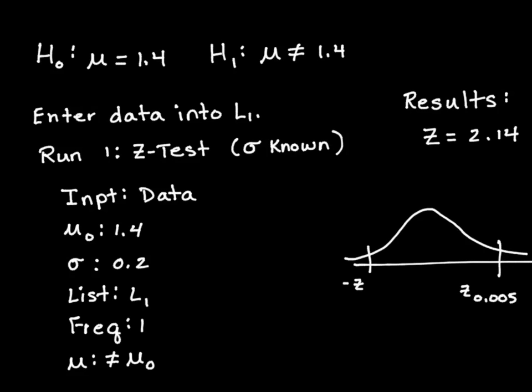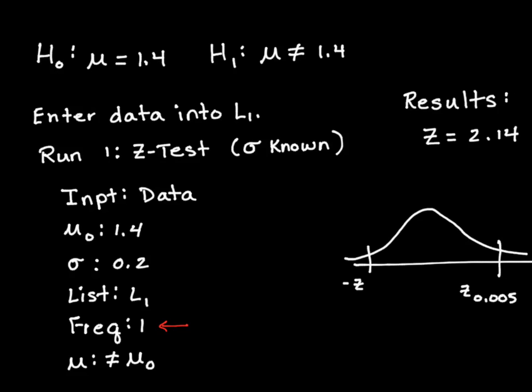Wow, that's going really fast. Let's pause that for a moment. So we're running a z-test because sigma is known. The input is data because we entered our data into list 1. Mu0 is the value from the null hypothesis, so that's 1.4. Sigma, we were told, is 0.2. The list we should use is L1. The frequency is 1. I just skip over this. You don't have to type 1 in there. You just want to skip right over that.